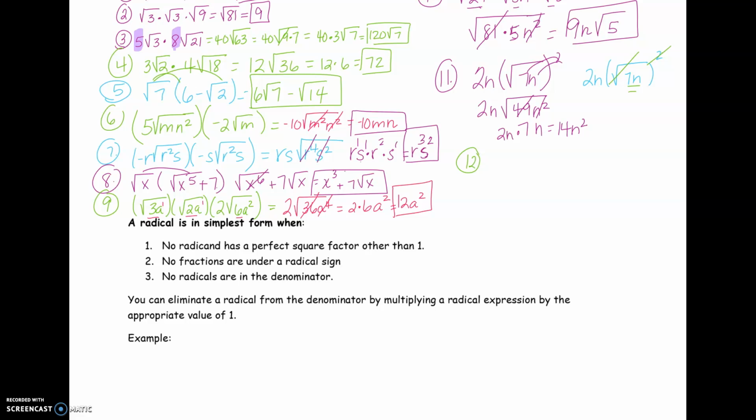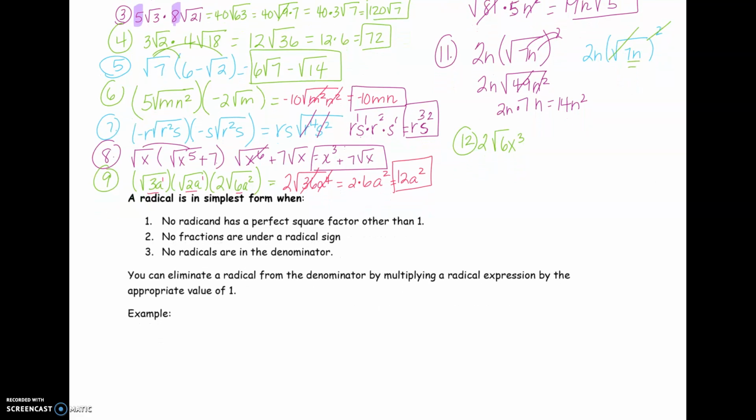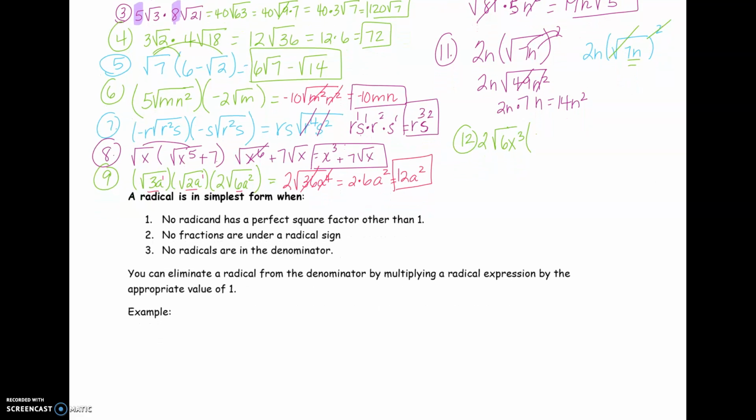All right, number 12. I have 2 times the square root of 6x cubed. I'm going to leave that out of parentheses, actually, because it looks like I'm going to be distributing. Let me rewrite that over again. All right, number 12. 2 times the square root of 6x cubed. I'm going to multiply that by 3 times the square root of 8x minus 5 times the square root of 3x to the 4th.